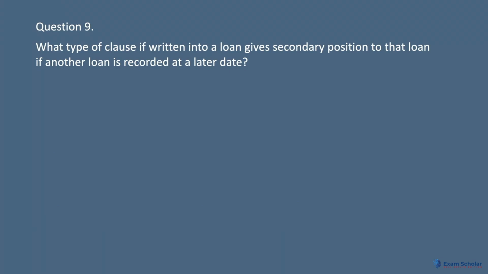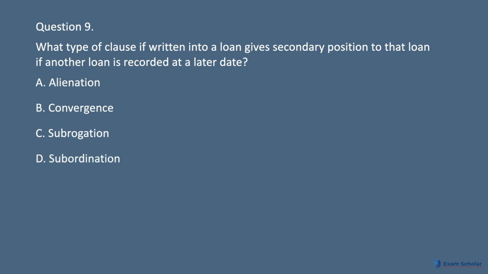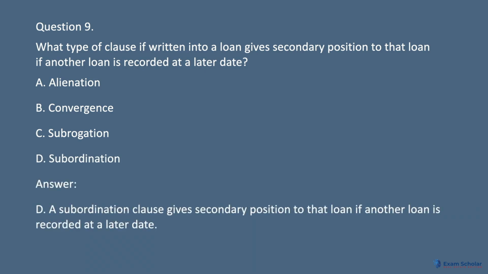Question 9. What type of clause, if written into a loan, gives secondary position to that loan if another loan is recorded at a later date? A. Alienation. B. Convergence. C. Subrogation. D. Subordination. Answer. D. A subordination clause gives secondary position to that loan if another loan is recorded at a later date.